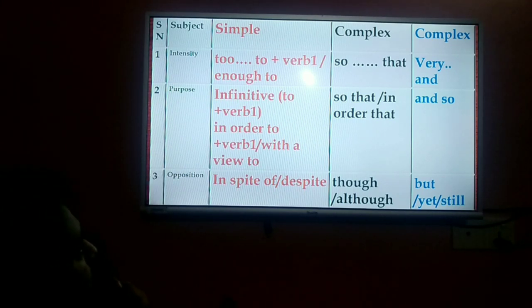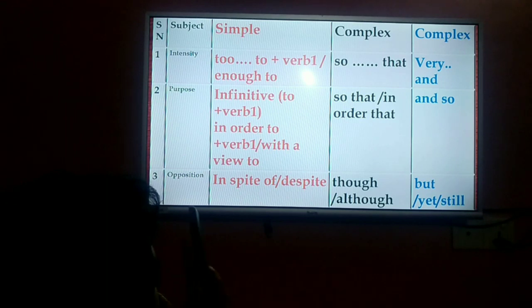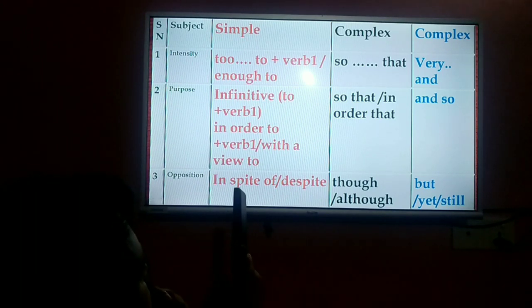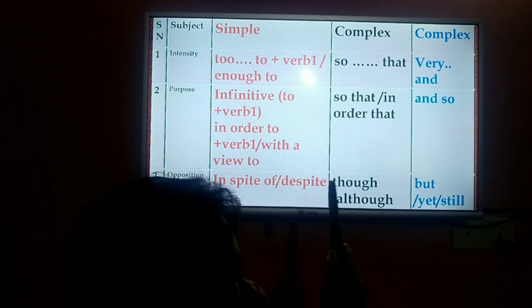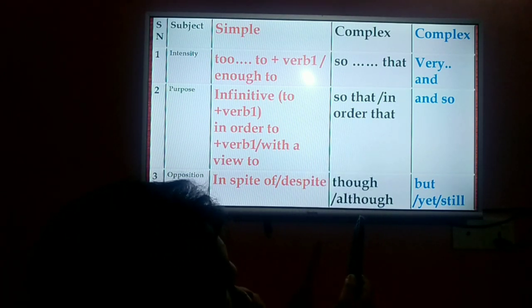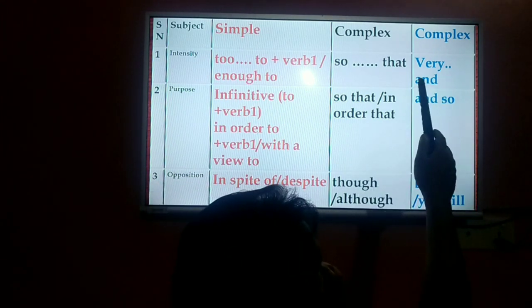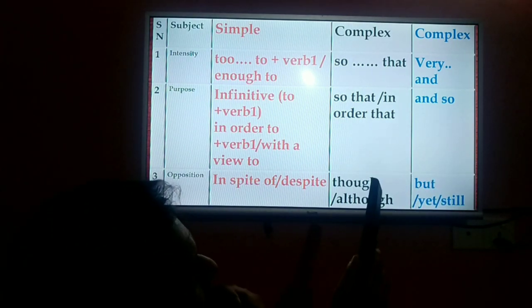Rule number 2: infinitive to or in order to or with a view to. It expresses purpose; the sentence is denoted for purpose. Infinitive to plus verb. Complex: so that or in order that. Compound, sorry, here complex is written, this will be compound: and so that or in order that, followed by and so.